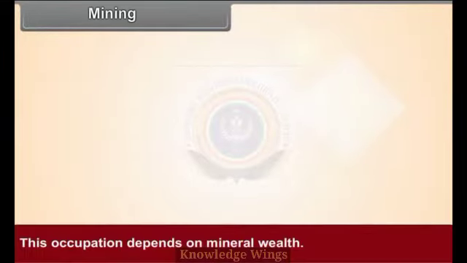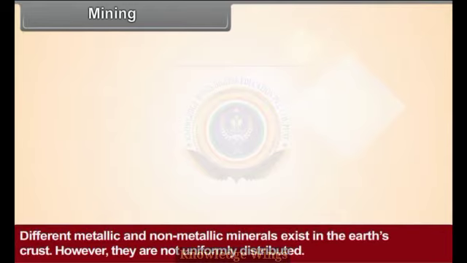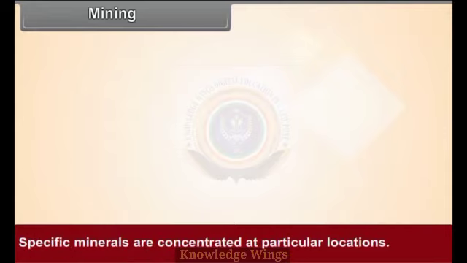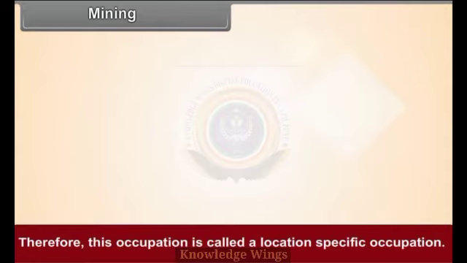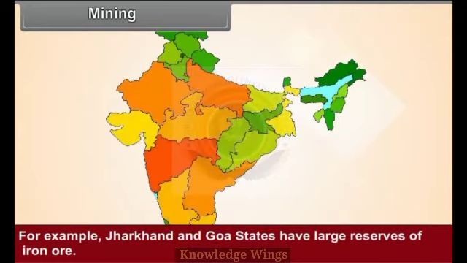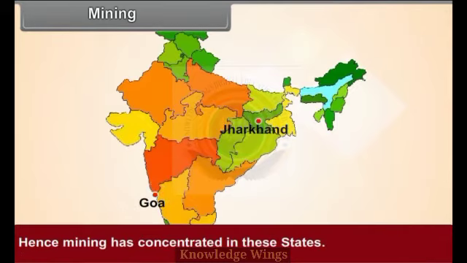Mining. This occupation depends on mineral wealth. Different metallic and non-metallic minerals exist in the Earth's crust. However, they are not uniformly distributed. Specific minerals are concentrated at particular locations. This occupation can be profitable if it is started at locations where a mineral is available in sufficient quantities. Therefore, this occupation is called a location-specific occupation. For example, Jharkhand and Goa states have large reserves of iron ore. Hence, mining has concentrated in these states.